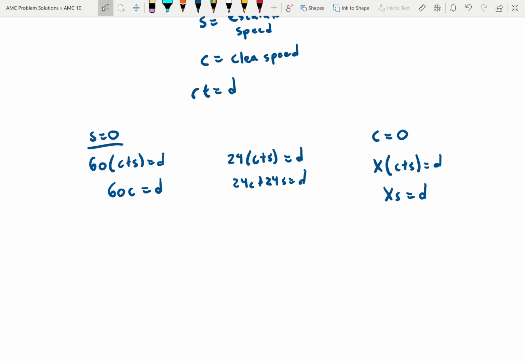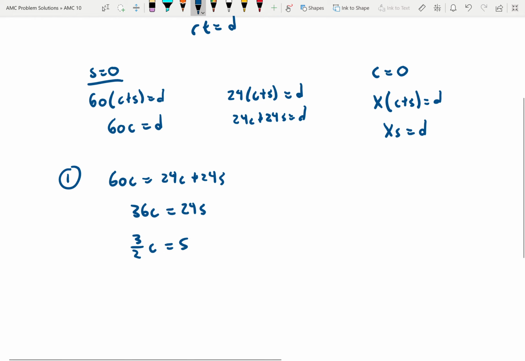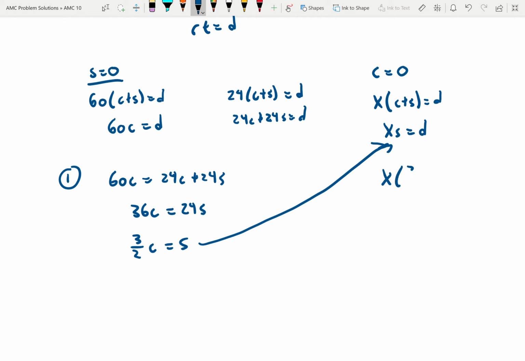So to start out here, I want to just solve for s. In order to do that, I'm going to set 60c equal to 24c plus 24s. And in doing that, we'll just solve. So this comes out to 3/2 c equals s. Now I'm going to plug that in there. So I get x times 3/2 c is equal to distance.